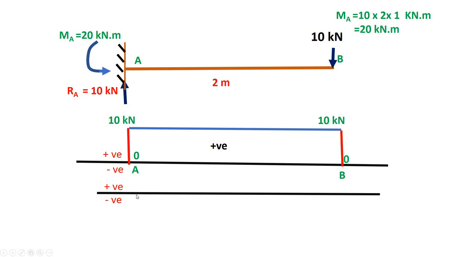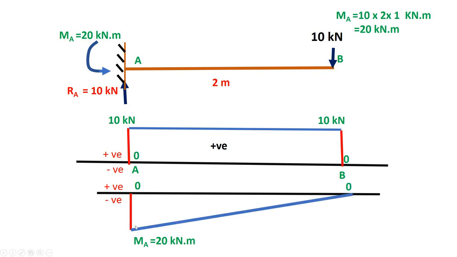Here the value of moment is minus 20 and again B end is free and it will not take any type of moment. So the value of moment over here at point B is 0, right? So bending moment changes from minus 20 to 0 and the diagram is negative.